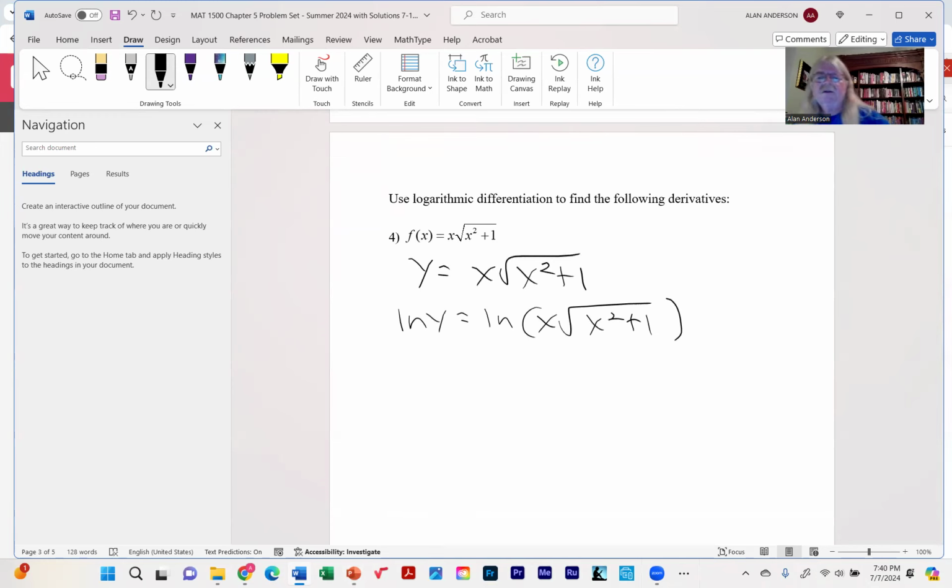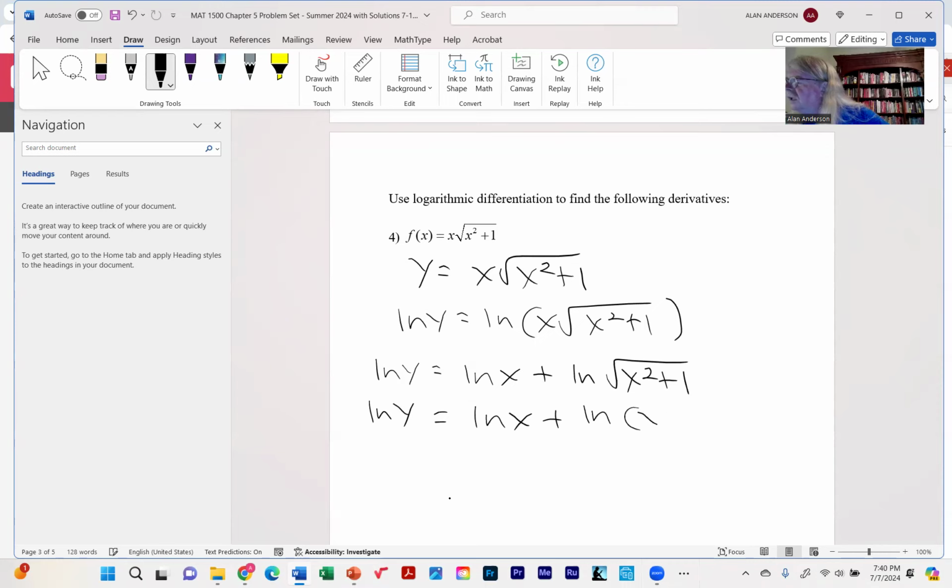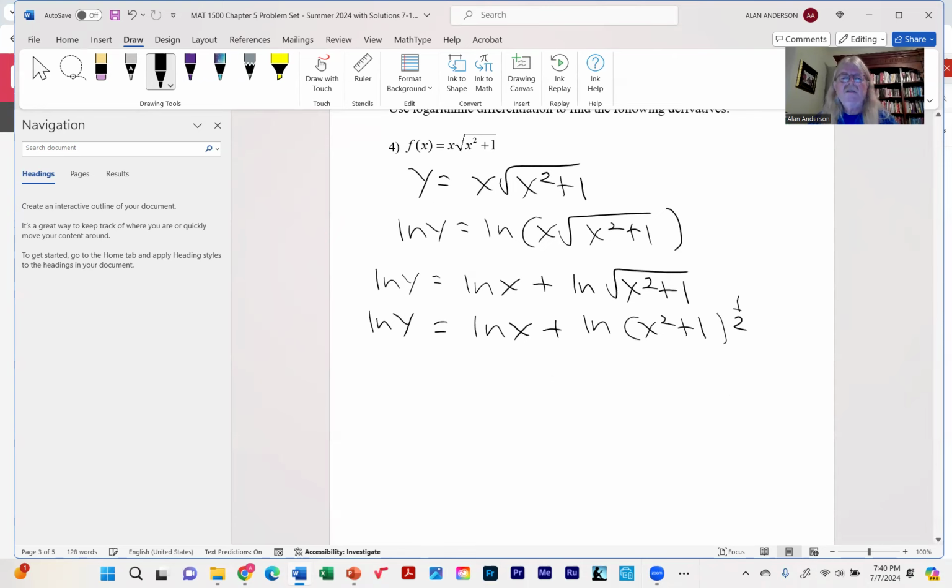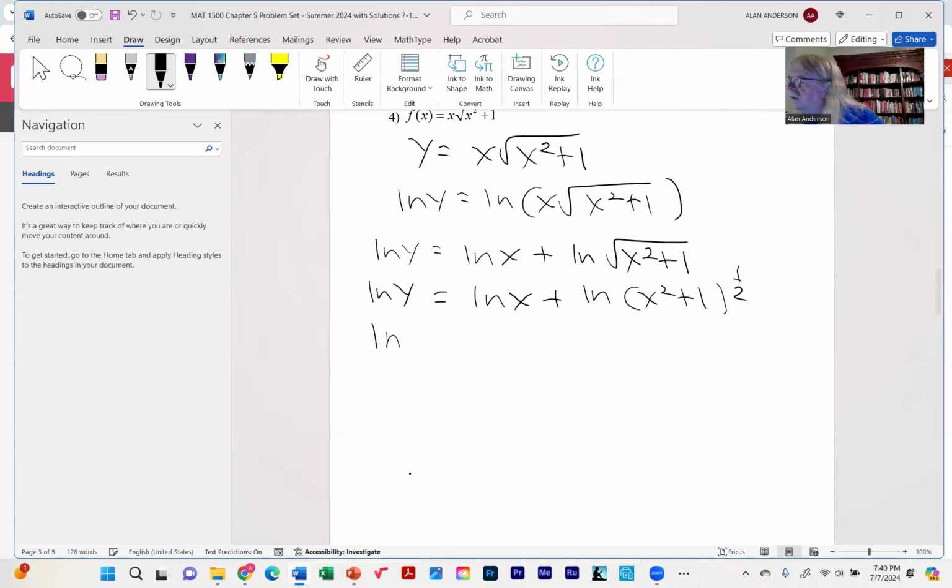Okay, so let's see. The whole purpose of doing this is to use the properties of logarithms to make it a little easier to take the derivative. Here, what I'm going to do is rewrite this as log of (x squared plus 1) to the 1/2 power, which I then will write as 1/2 log of (x squared plus 1).